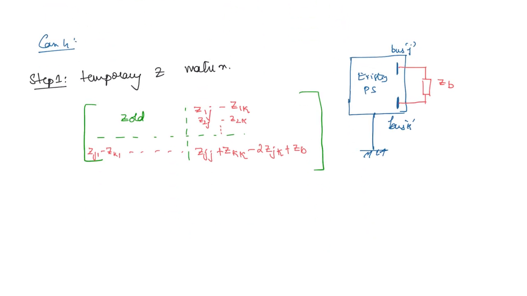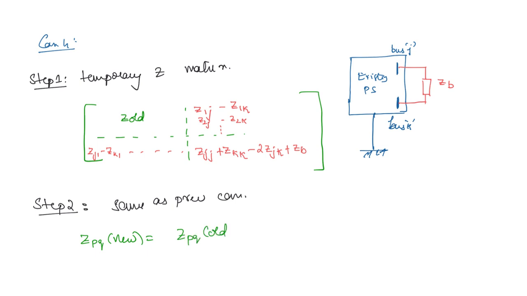So this will be the temporary matrix. Now in step 2 what you have to do is also similar to the previous case. What was the formula? Zpq new is equal to Zpq old minus Zpi Ziq divided by Zii, where i is equal to n plus 1. Here Z old is an n by n matrix, and we are adding a new row, n plus 1th row and n plus 1th column. So that i is n plus 1.